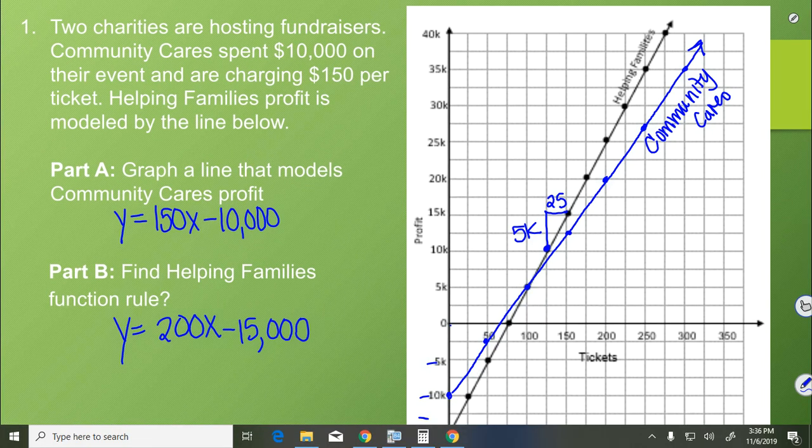And here we can see that they cross at 100 tickets and $5,000. So they've made the same amount of profit when they've both sold 100 tickets. So let's see what we have next.